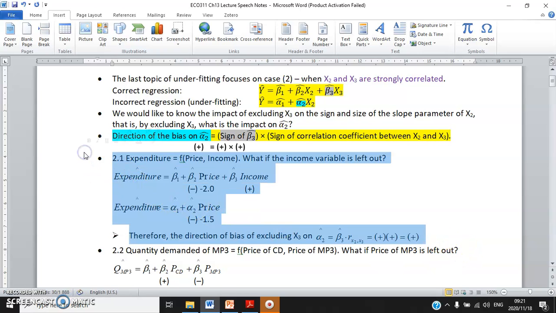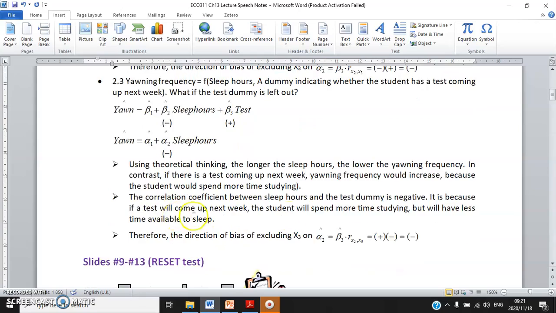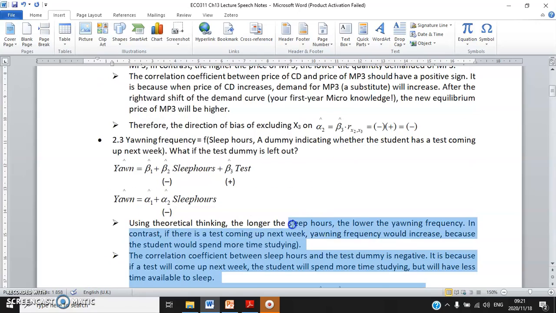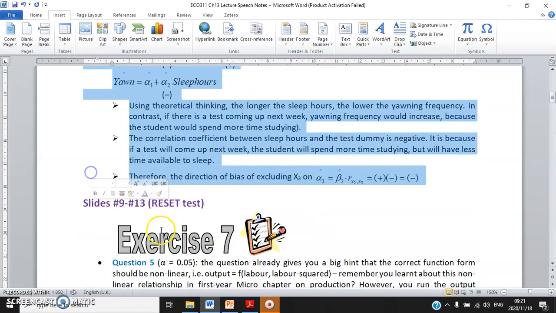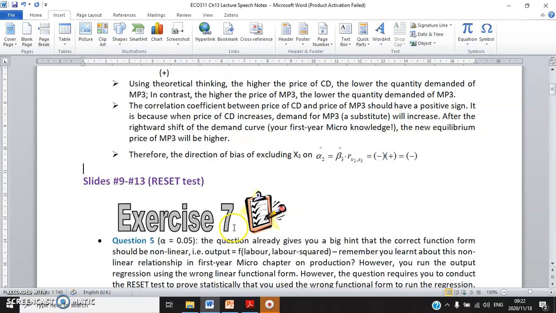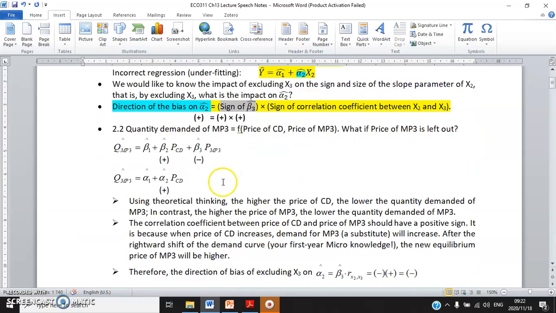Okay. Then I will do one more. 2.3, I'm not going to explain it actually, because the explanation is very detailed. So I will just do one more question, 2.2.